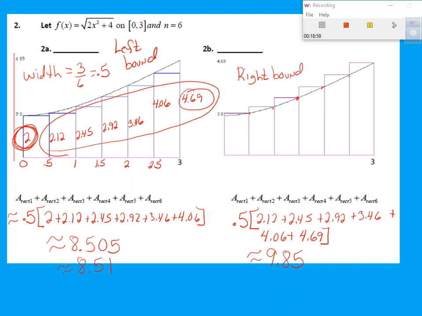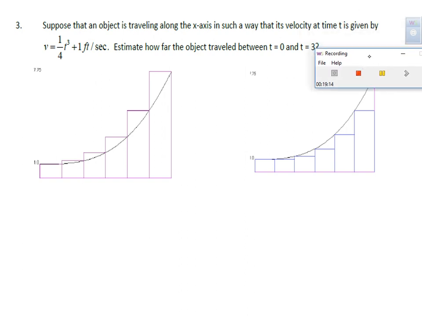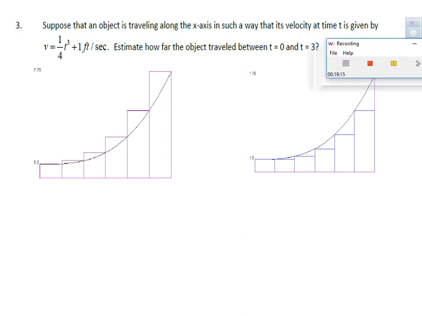Now I'll do one last one because I'd like for my video to be done in about 23 minutes. So here's your number 3. Kind of an application type problem because we're going to measure distance. Suppose that an object is traveling along the x-axis in such a way that its velocity at time t is given by this equation, 1/4 t cubed plus 1 feet per second. So this curve estimates his speed. Estimate how far the object has traveled between 0 and 3.